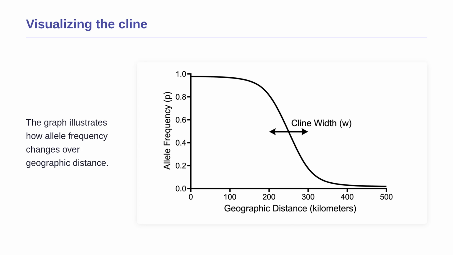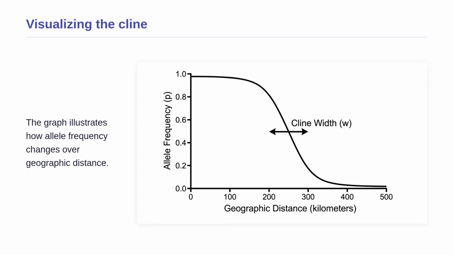Now that we have calculated the width and selection pressure, let us look at how this actually appears on a graph. Here you are seeing a classic representation of a cline. The horizontal axis represents the geographic distance in kilometers, perhaps moving up a mountain or across a continent. The vertical axis represents the allele frequency, ranging from 0 to 1. Notice the smooth S-shaped curve.